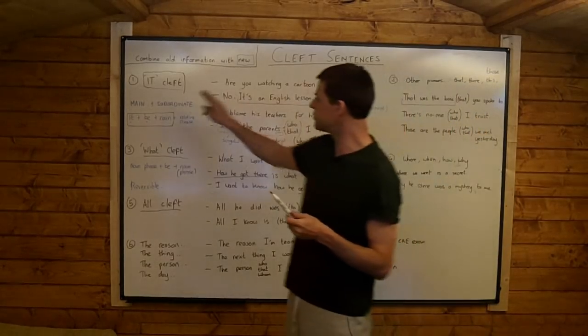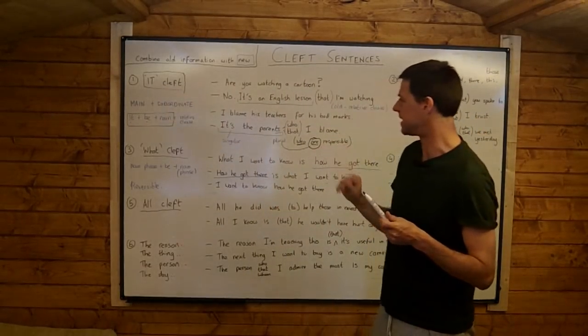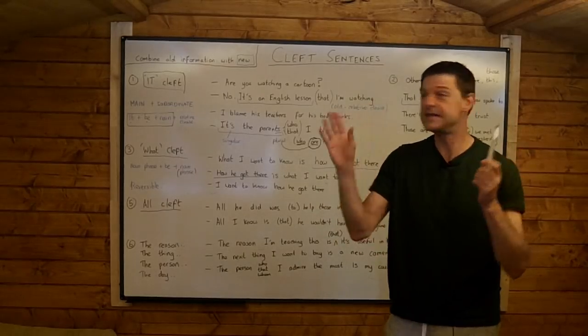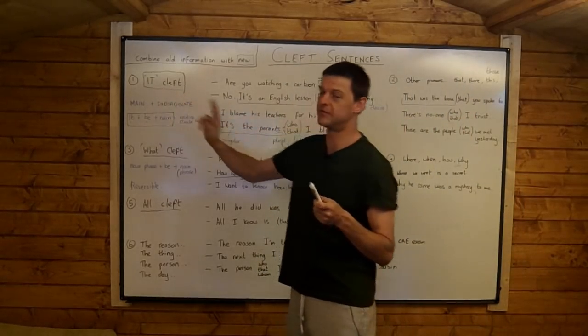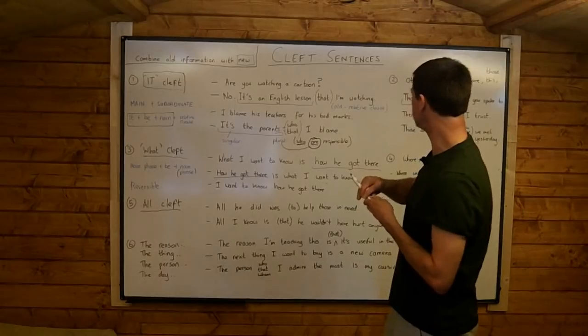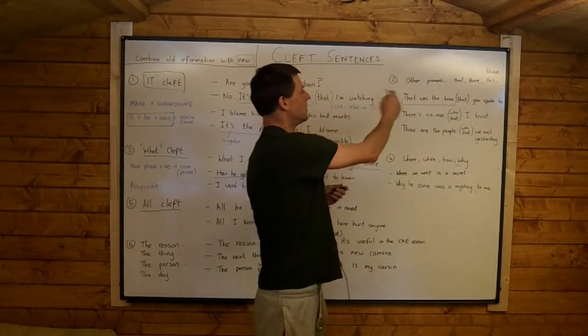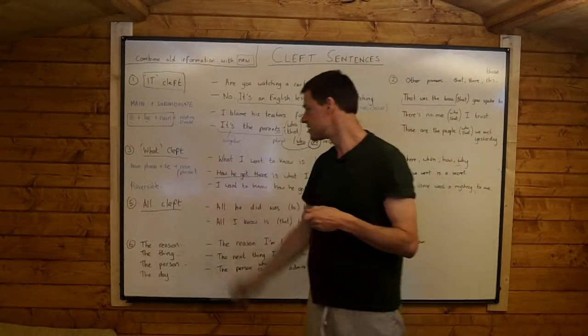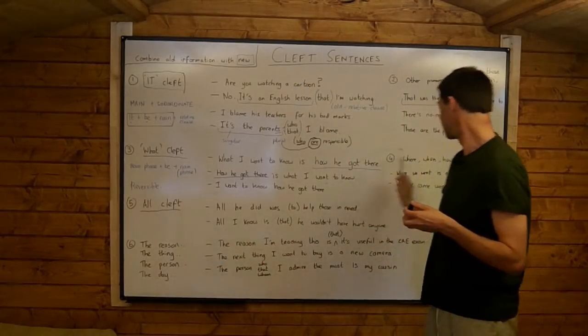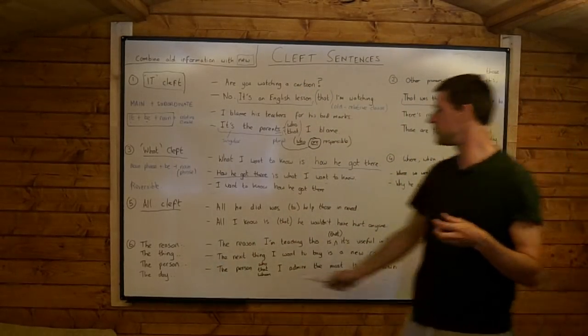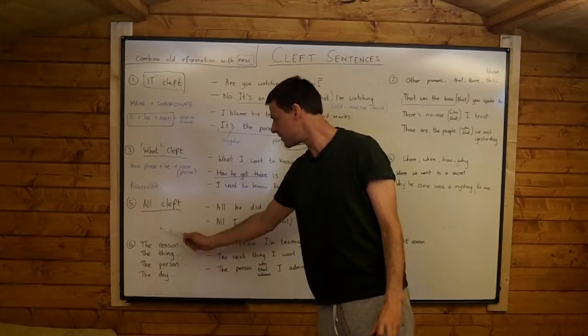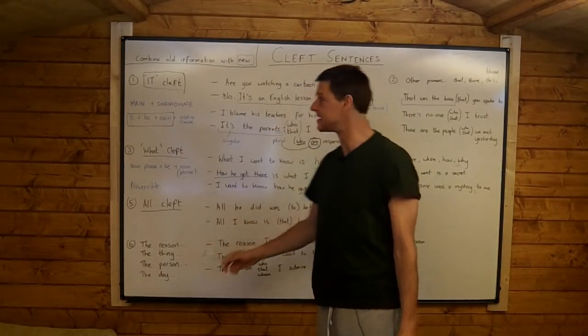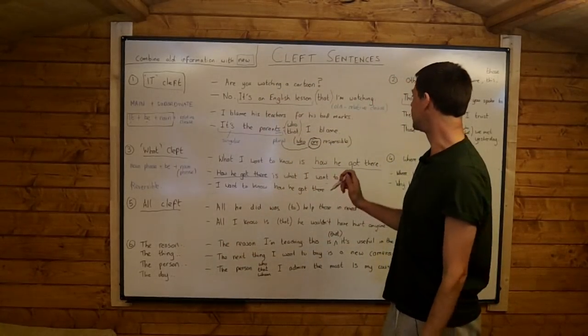Okay, now it's not just the word it which we can use for cleft sentences. It is probably the most common type of cleft sentence, but we can use other pronouns. We can also use what. We can also use where, when, how, why. We can also use the word all, and we can also do this down here in number 6, which we'll look at in a moment.